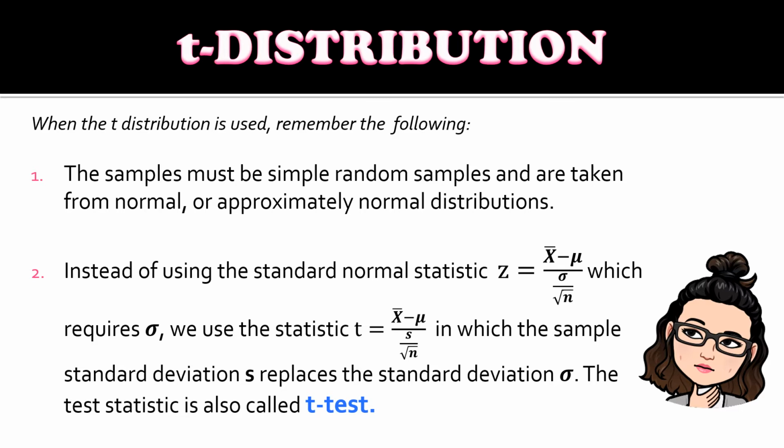we use the statistic t equals sample mean minus the population mean divided by the sample standard deviation over the square root of the sample size, in which the sample standard deviation s replaces the standard deviation of the population. The test statistic is also called t-test.